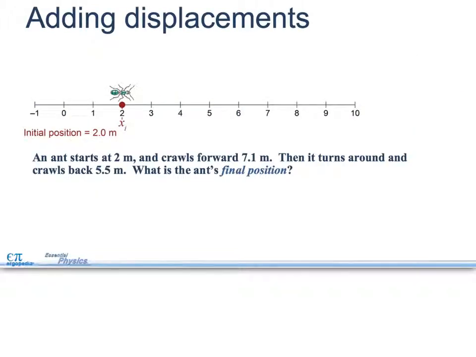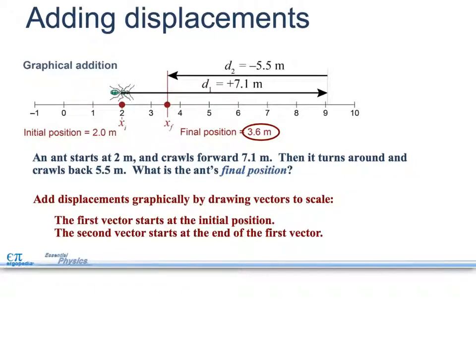Adding displacements. An ant starts at the 2 meter mark, right here, and crawls forward 7.1 meters, then turns around and crawls back 5.5 meters. What is the ant's final position? Adding displacements graphically by drawing vectors to scale.